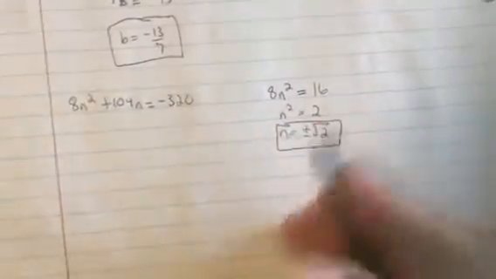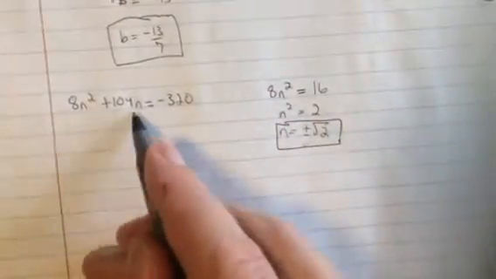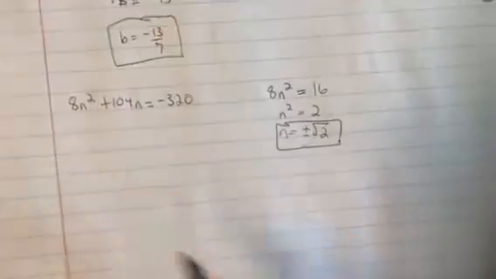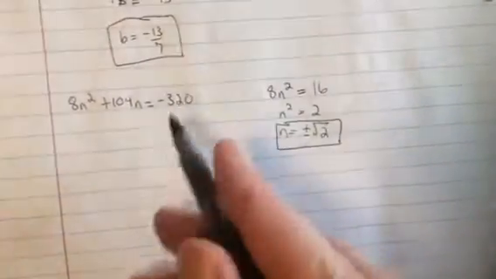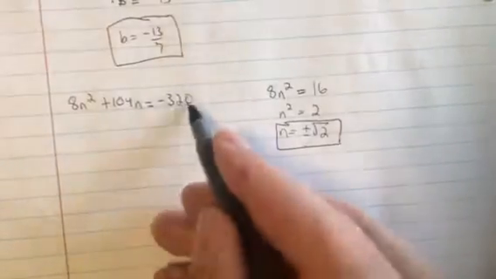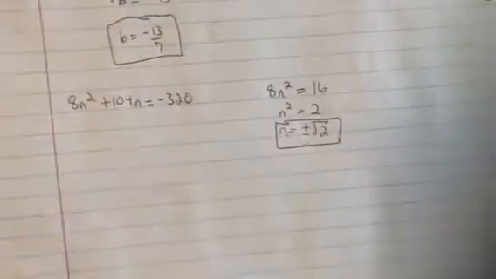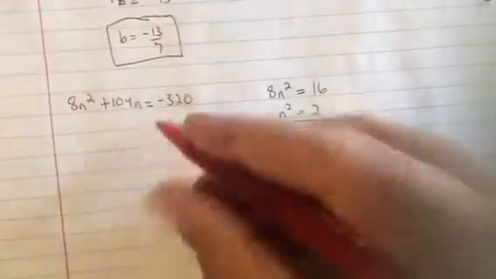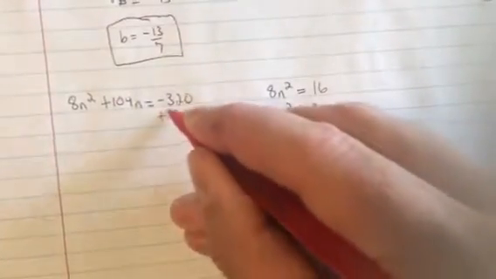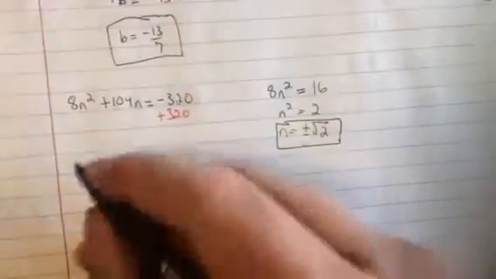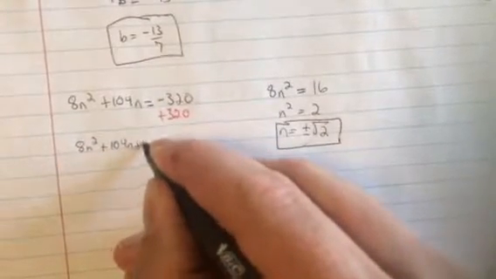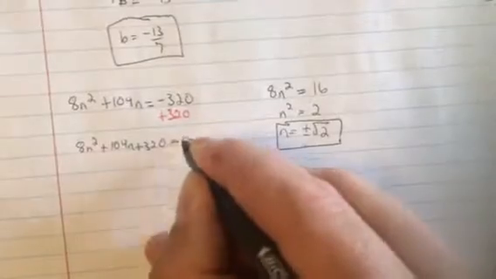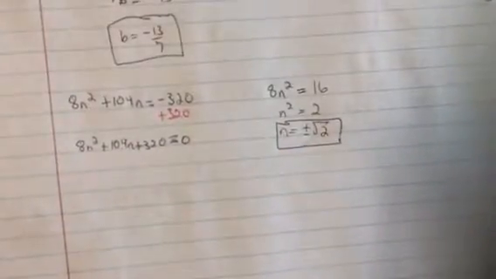So that works if there's only one variable, but if there's an n squared and an n, that won't work. And if this is the case, then what we will always do is make the whole thing equal to 0. So we'll move everything to one side. So we will add 320 to both sides to make it equal to 0. And from here, we have two options. Make sure you don't lose your equals 0. I see kids do that sometimes.